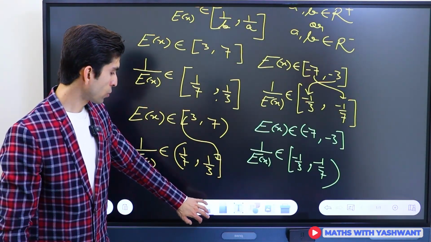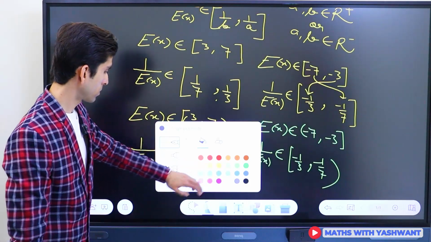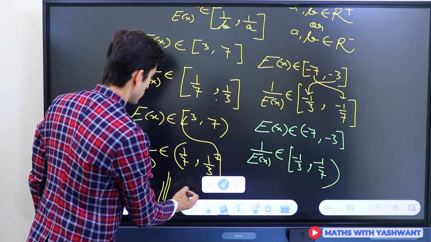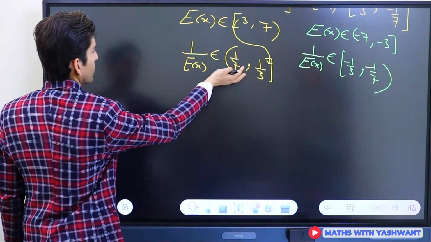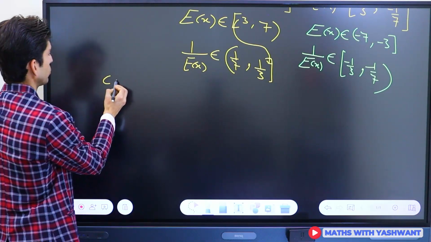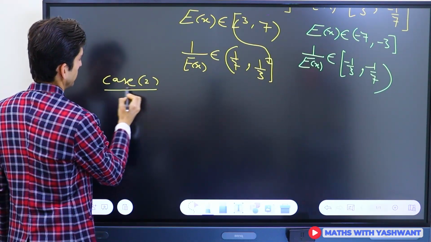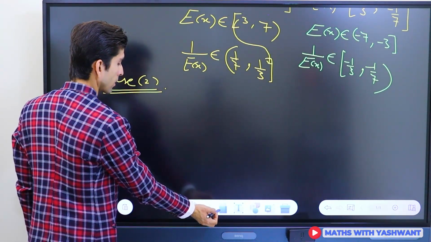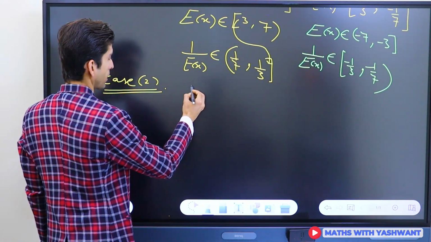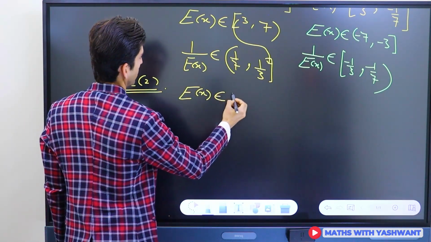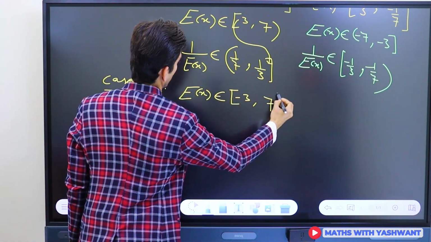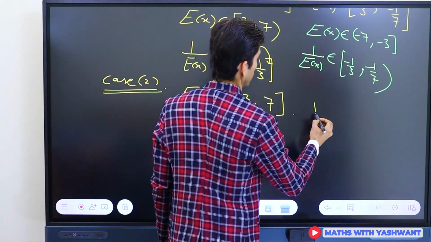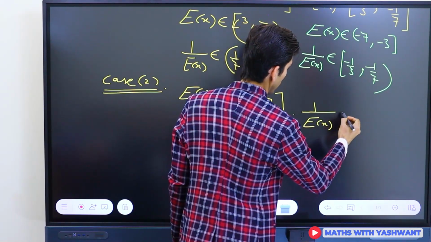Now let's come to case 2. Let's take one example to understand case 2. Let's say the E of x is given as -3 to +7, and we have to find the range of 1 by E of x.